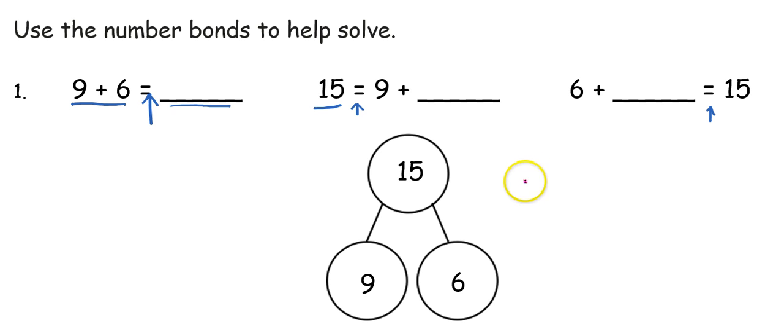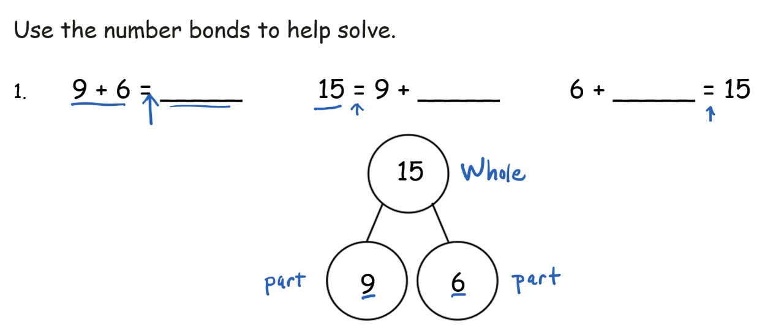Now let's look at our number bond. The number bond shows 15 as my whole. So I have a whole piece and I've broken it into two parts. And that's what a number bond does. It's a part-whole situation. So 15 is my whole, and in this case we've broken 15 into 9 and 6. Now let's use this whole and the two parts to help us solve these problems.